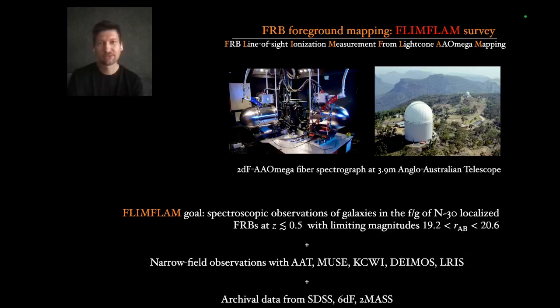Based on these promising results of the mock analysis, we have initiated the FLIMFLAM spectroscopic survey, which is aimed at delivering samples of galaxies in the foreground of about 30 FRBs. For that, we primarily use the 2dF AAOmega spectrograph on the AAT telescope for the wide field observations. For the narrow field observations, we also used AAT, and we supplemented it with data from Keck and VLT, as well as some archival data from SDSS and 6dF.